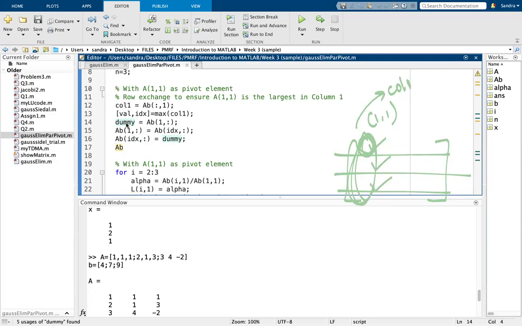Whichever index it is, imagine that this is the highest value. Here IDX will be saved as 2. Now I need to exchange these two rows. What will happen if I simply exchange this value?